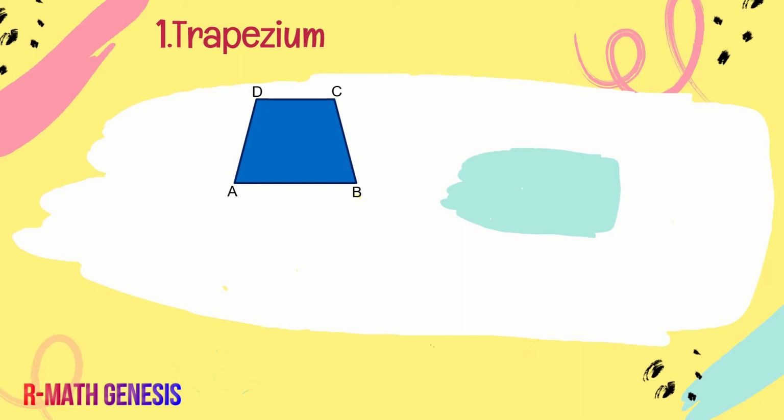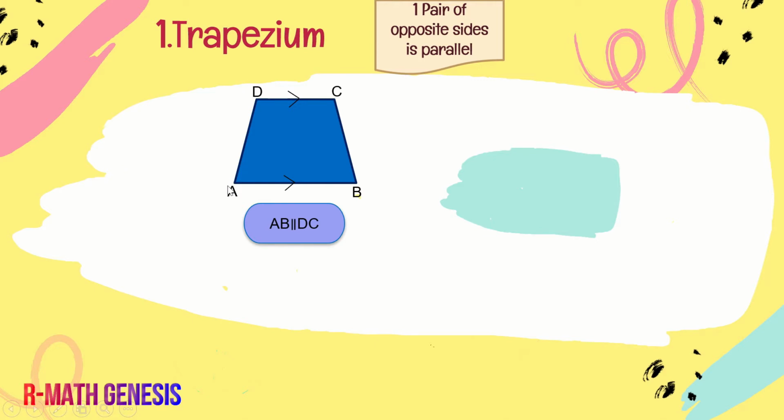First comes the trapezium. A trapezium is a quadrilateral in which one pair of opposite sides is parallel. If you take this quadrilateral ABCD, here one pair of opposite sides is parallel. So this quadrilateral is called a trapezium. Here we use an arrow mark to indicate the parallel lines. So what is that one pair? AB is parallel to DC, and we use this symbol for parallel.